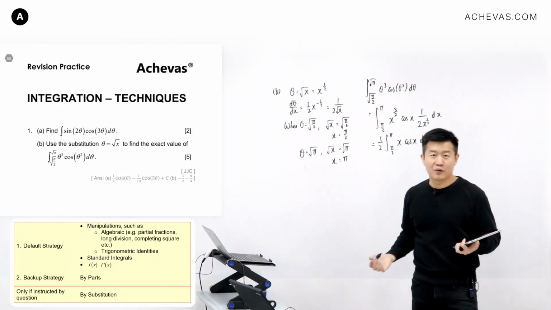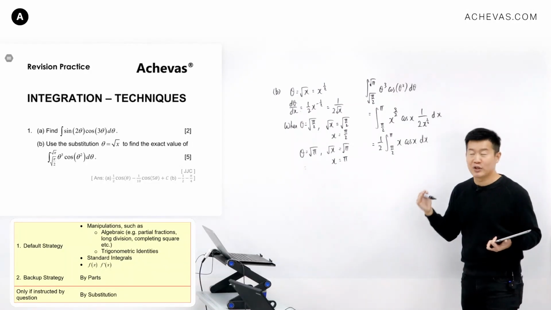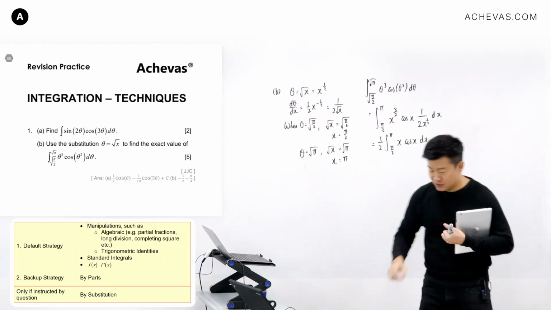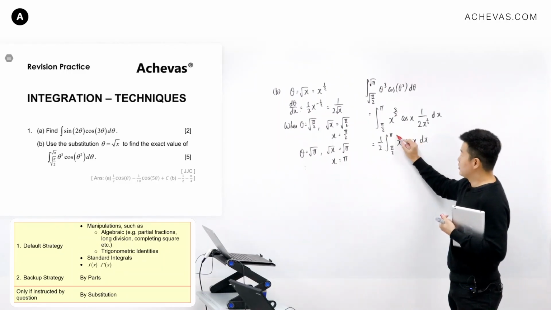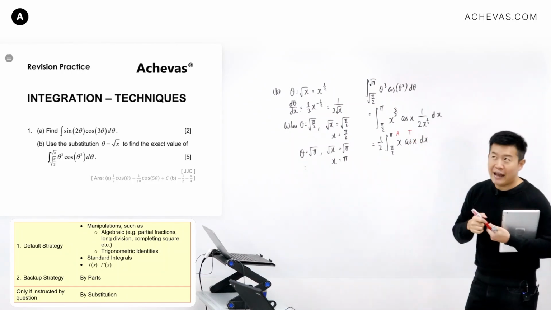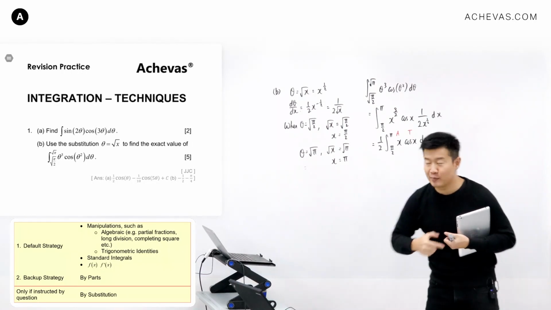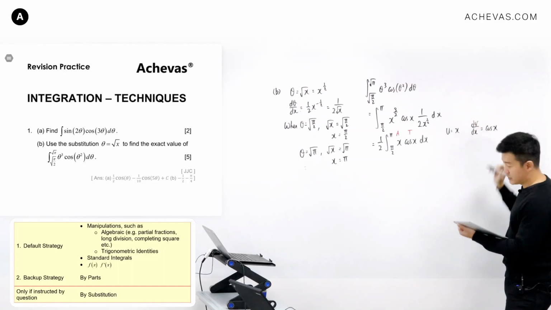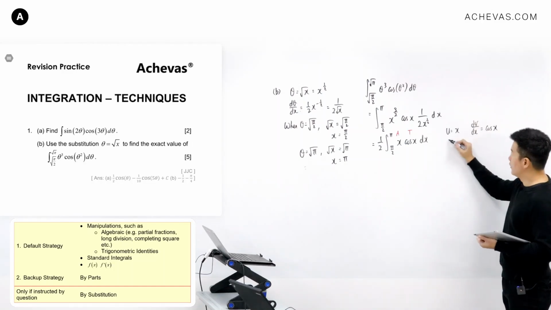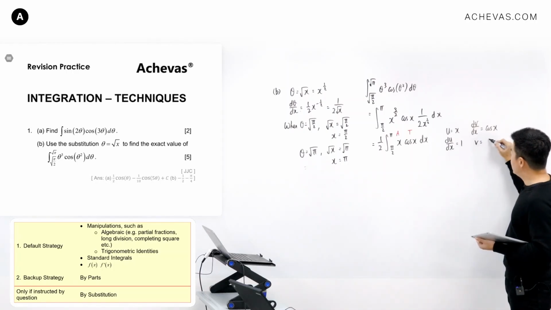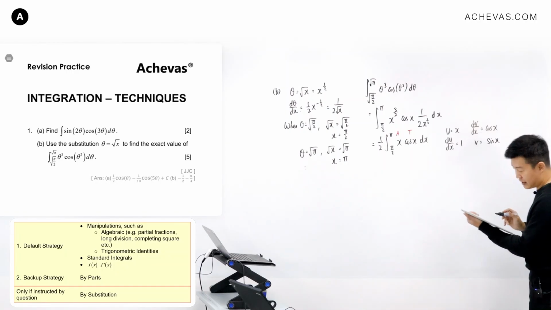And that is when we are going to make use of our backup strategy, which is to do integration by parts. And I believe we can apply the idea of LIATE. So for what we are seeing here, we are seeing an algebra, A, and we are seeing a cosine, so this is T. So in LIATE, A comes before T. I'm going to let u be equal to x, and I'm going to let dv/dx be equal to cosine x. So from here, I will be able to get du/dx, this is 1. And v, integrating this, is just going to be sine x.